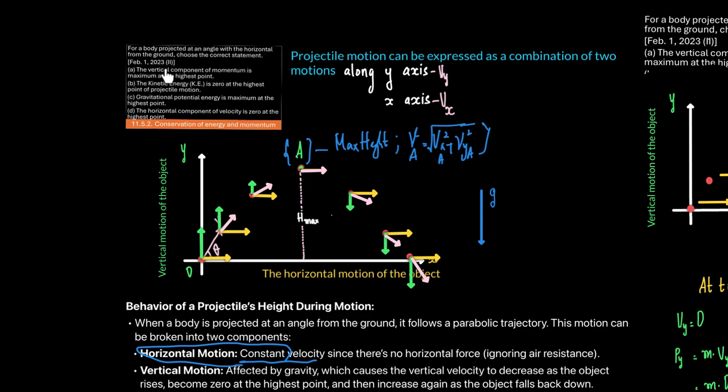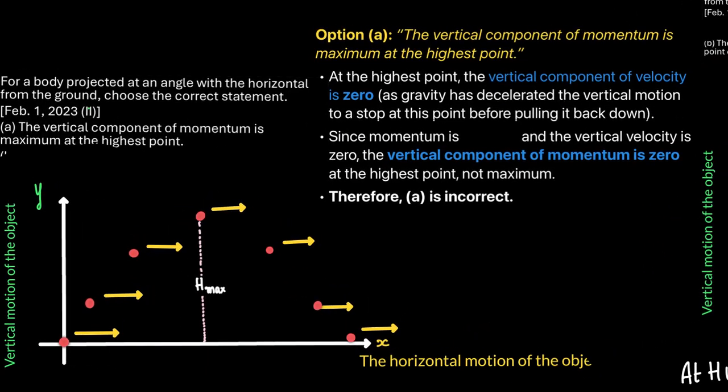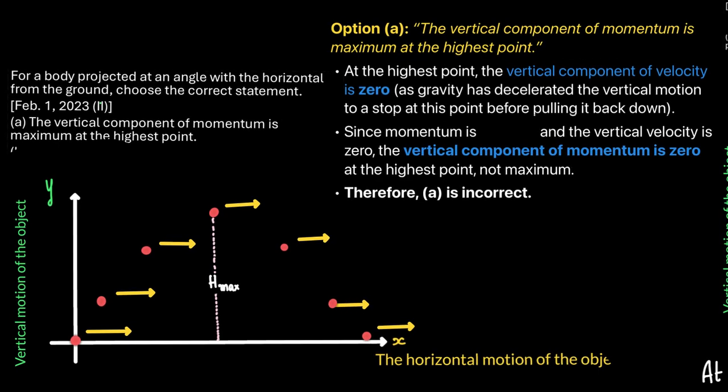Statement 1 says the vertical component of momentum is maximum at the highest point. Again, if you are new to this topic, or if you feel that you need a recap, please make sure that you make a note of these things. So, for statement A, the vertical component of momentum is maximum at the highest point. See, at the highest point, the vertical component of velocity is 0, right? Gravity has decelerated the vertical motion to a stop at this point before pulling it back down. As the object is going up like this, what will reduce? This was the earlier vertical component. Now the vector has reduced further.